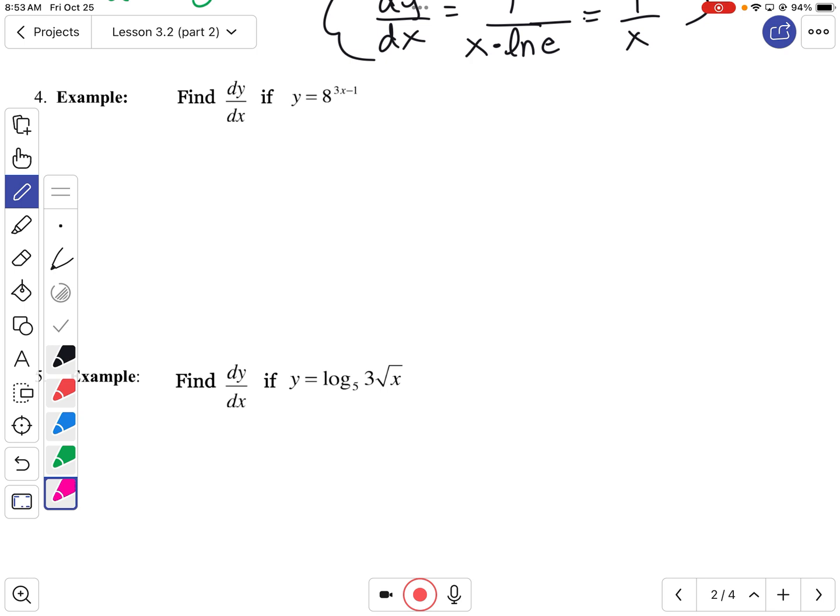Okay, here we go. So let's take a look at this one. Finding a derivative: 8 to the 3x minus 1. It is an exponential function. It is going to require a chain rule because I have something other than x up there in the exponent.